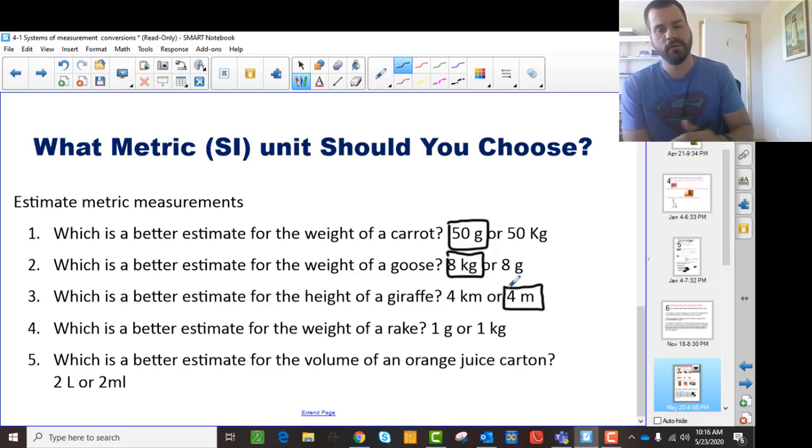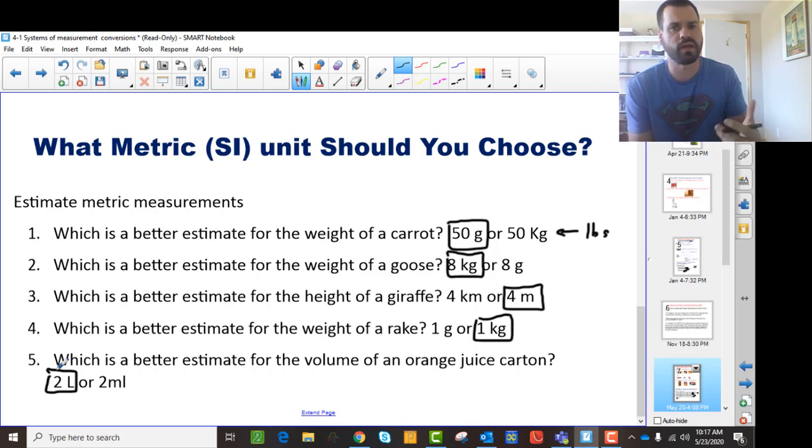And interestingly, with weight, sometimes we have more of a concept of pounds than we do of kilograms. But with distance, we're pretty good with kilometers, meters, and that sort of thing. The weight of a rake, probably 1 kilogram. 1 gram would be an awful light rake. And then volume, probably going to be 2 liters for a carton of orange juice.